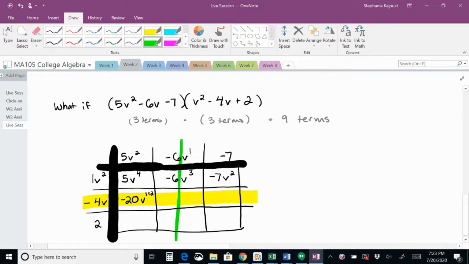Then I'm going to move to the second column. And so I'm taking the negative 4v times the negative 6v to the first. So you want to make sure you're multiplying by the things that are above my thick lines. That's why I try to draw a thicker line so that it makes it clear what you're actually multiplying by. So I have a negative 4 times a negative 6, which is a positive 24. And then they both have exponents of 1, so I'd be adding 1 plus 1 together.